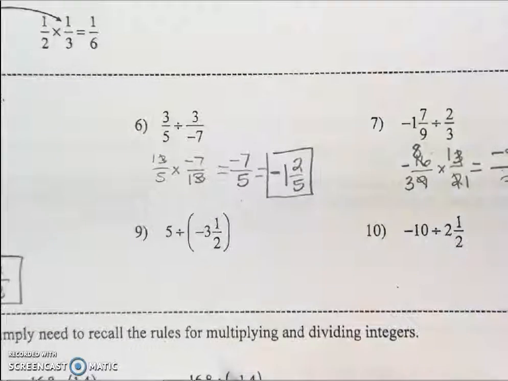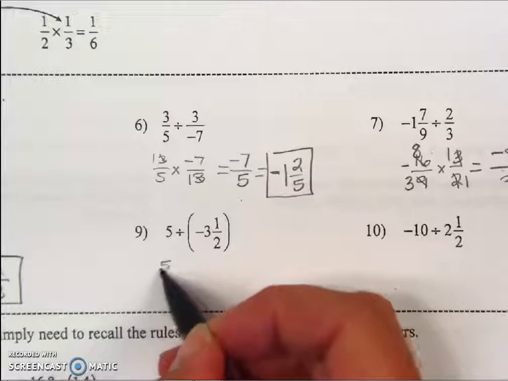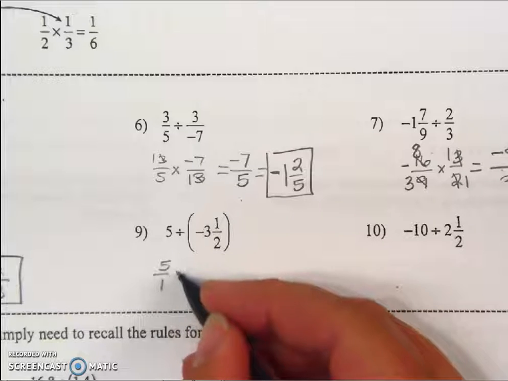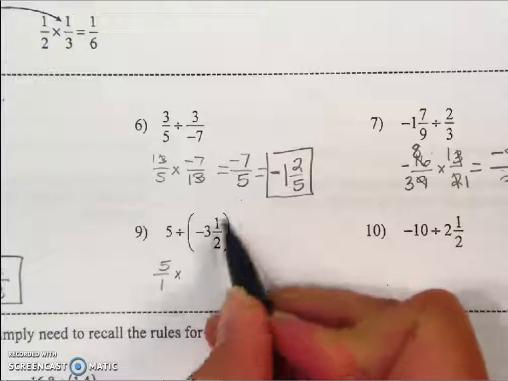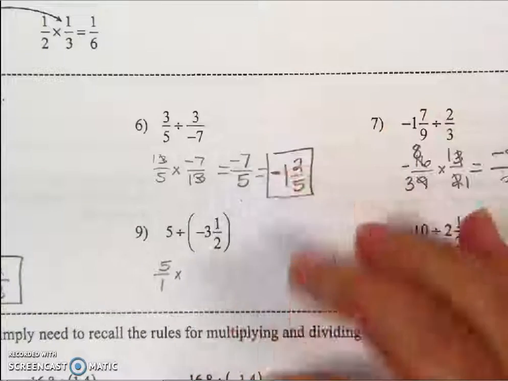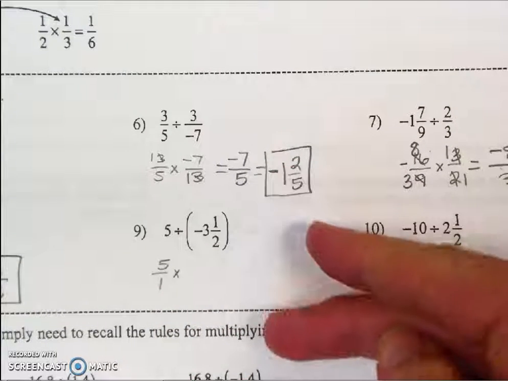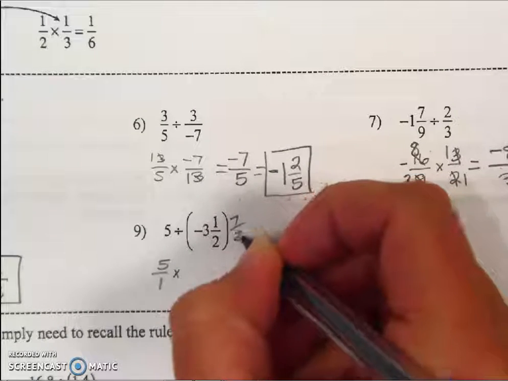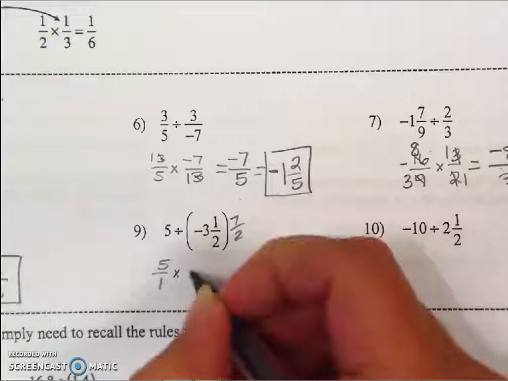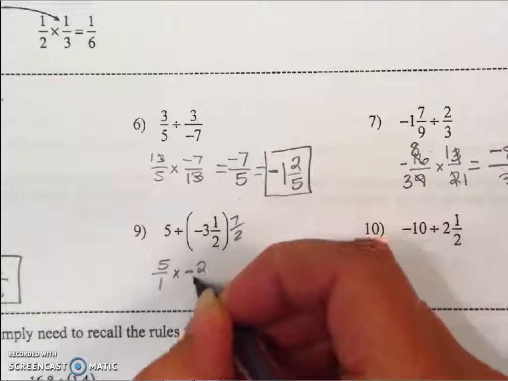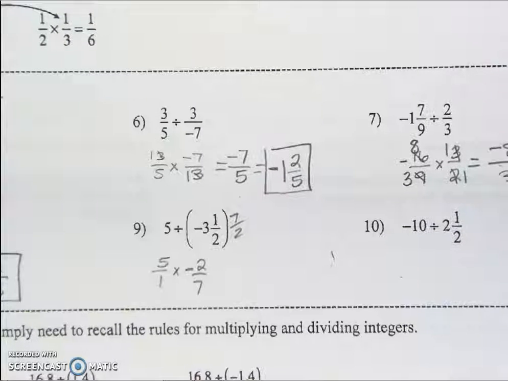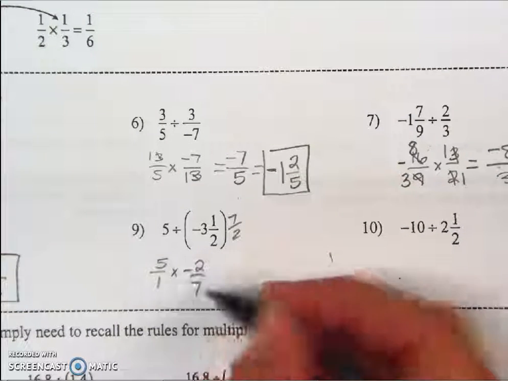On to number 9. Let's write 5 as 5 over 1. That's going to help here. Change to multiplication. And this one we need to do big by the bottom at the top before we know what we're going to flip over. So 3 times 2 is 6, plus 1 is 7. So this is really 7 over 2. So I'm going to flip it to negative 2 over 7. Hopefully you saw how I did that. If you didn't, maybe rewatch it a couple of times and ask me at the back table.